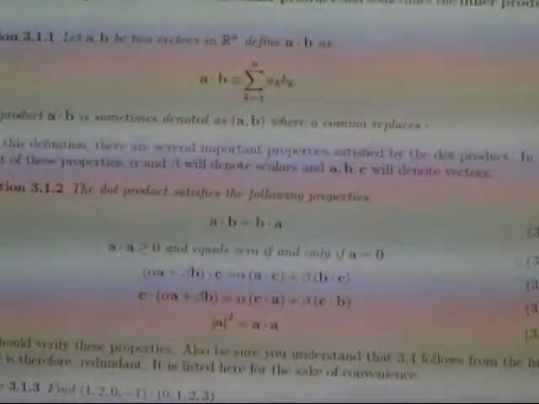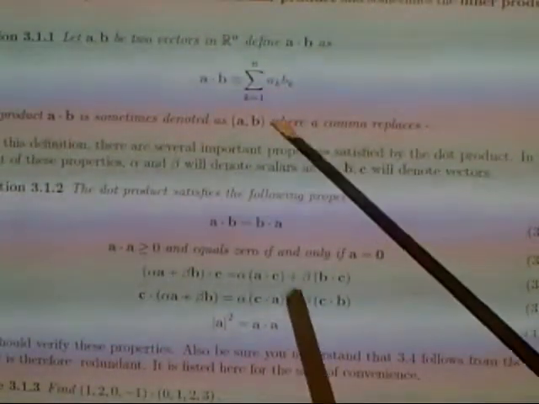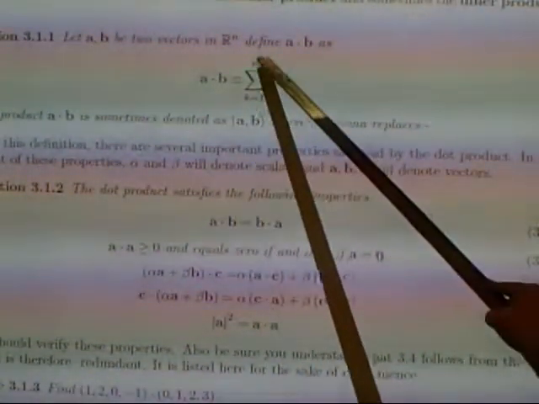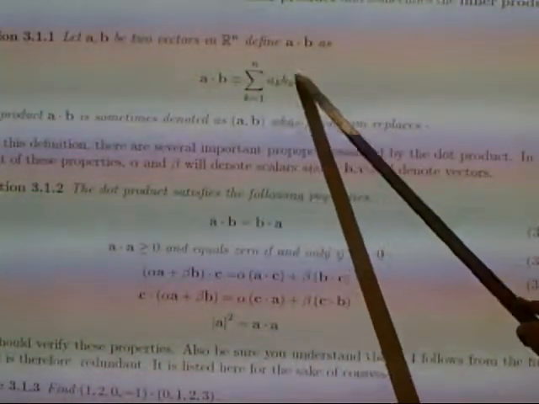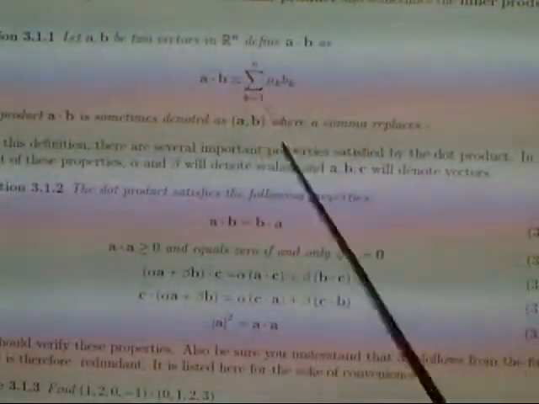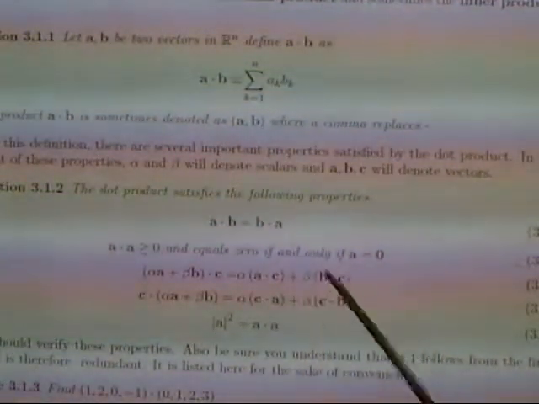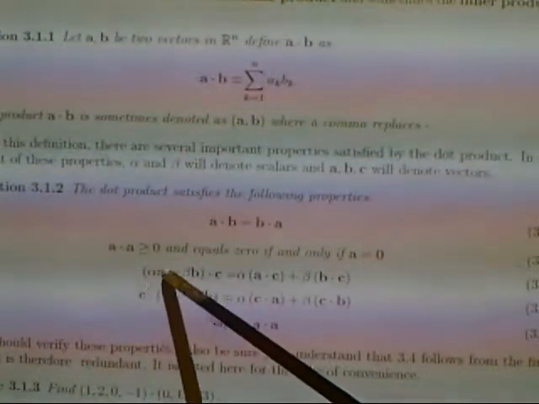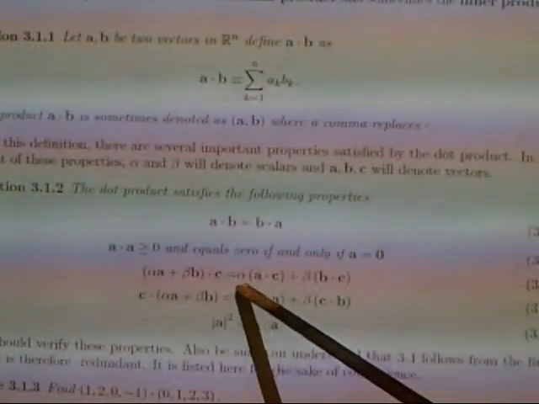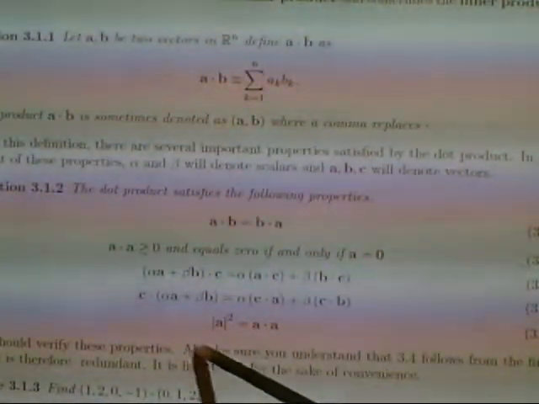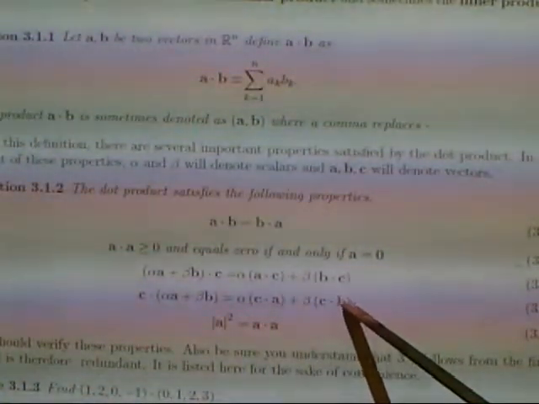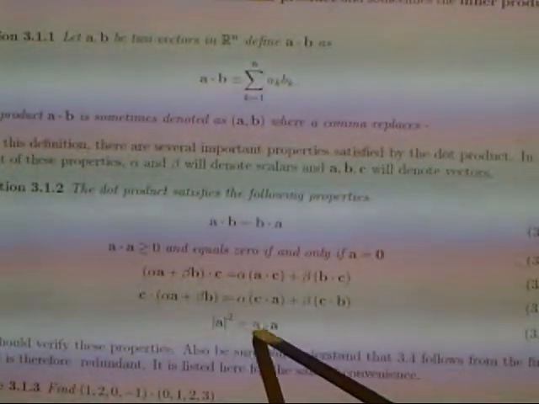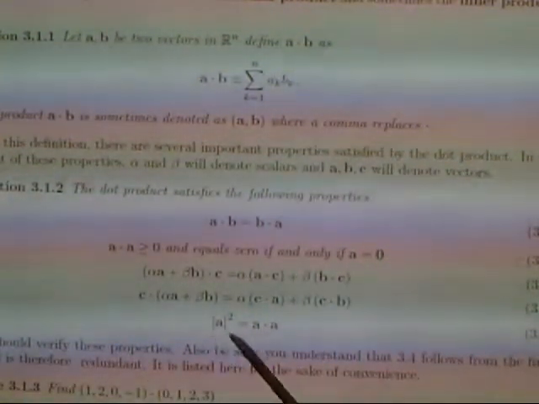Those are the equations for the dot product. If we look at A dot B, we can write the equation as the summation from k equals 1 to N of A_k B_k. So this is the A dot B equation. A dot B is equal to B dot A. Similarly, (alpha A plus beta B) dot C equals alpha A dot C plus beta B dot C. C dot (alpha A plus beta B) equals alpha C dot A plus beta C dot B. And the magnitude of A squared equals A dot A. Those are the dot product properties of vectors.